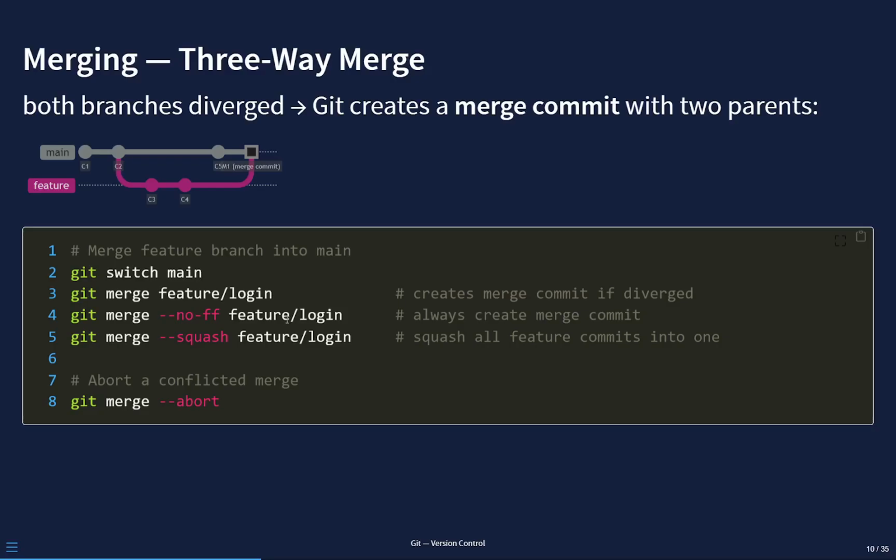Git merge --no-ff feature/login forces a merge commit even when fast-forward would be possible. Useful when you want the history to clearly show that a feature branch existed and was merged. Git merge --squash takes all the commits on the feature branch and folds them into a single staged change, which you then commit yourself. This gives you a very tidy history, but loses the individual commit messages from the feature branch. And git merge --abort is your escape hatch if a merge goes wrong. It rolls everything back to where you were before running merge.